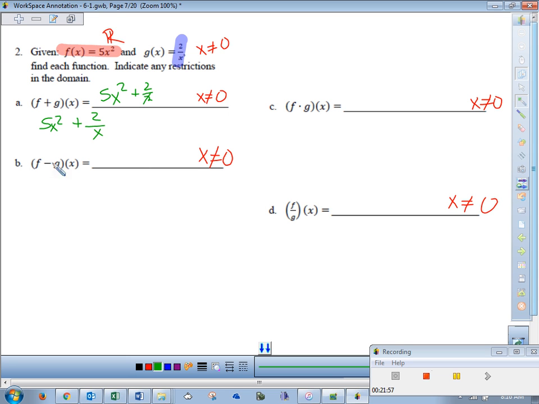So let's subtract them from each other. 5x squared minus 2 over x. That's as cleaned up as it can get. Right? There's nothing to do. So nice, nice, nice.